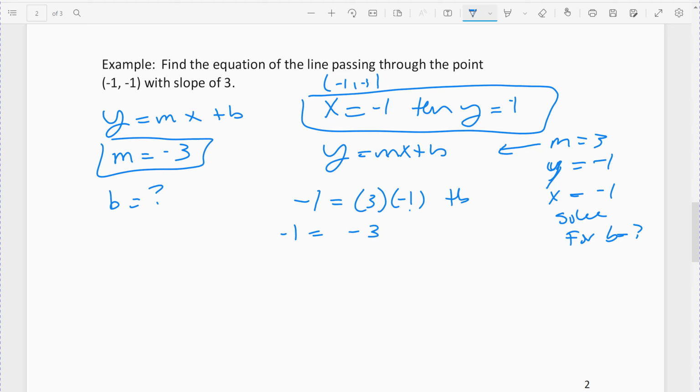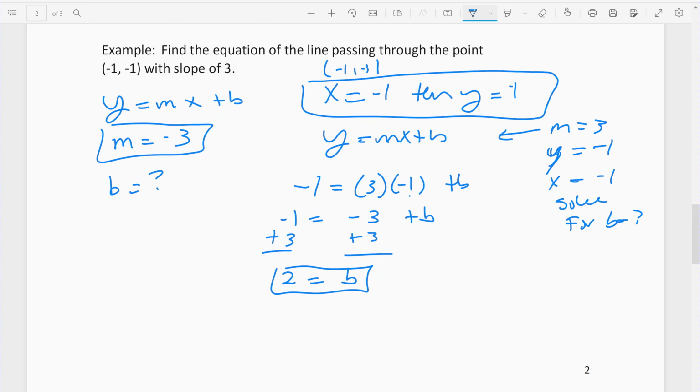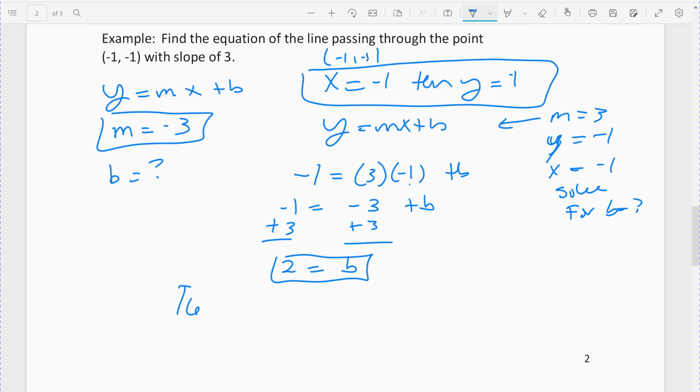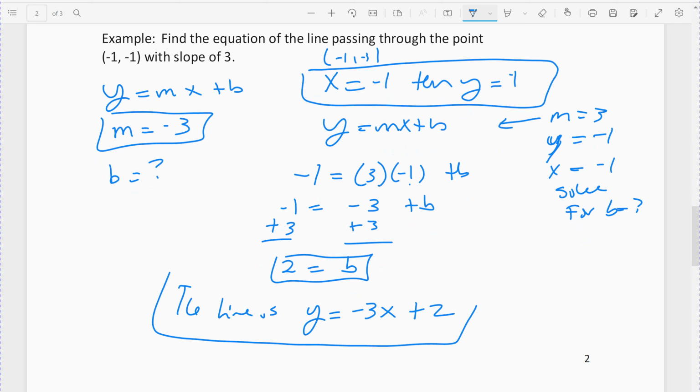right? 3 times -1 is -3. But then I have to solve for b, so it means I need to add 3 and move it to the other side. And so I get a 2 equals b. So my y-intercept is 2. So again, my final answer is the line is y equals negative 3 times x plus 2, right? My slope is negative 3, and I just found my y-intercept, which was a positive 2.